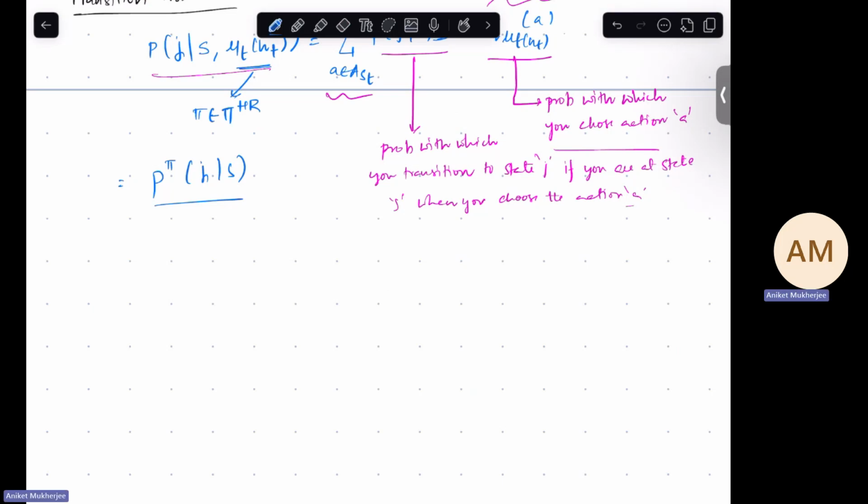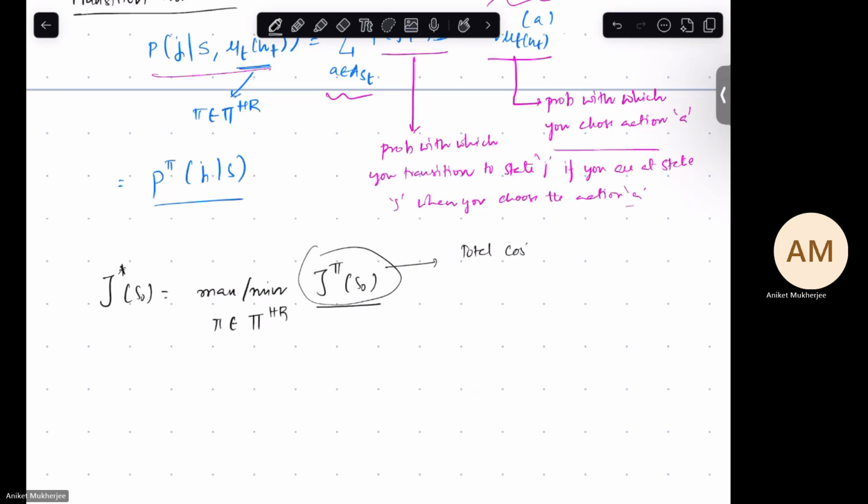Okay. So what do we want to find? We want to find J star S0, the optimal policy. It's either max or min, depending on whether you're maximizing reward or minimizing cost. You want to find the policy over all history-dependent randomized policies such that you maximize or minimize. So maximize the reward. This gives you the total cost if you choose policy pi.